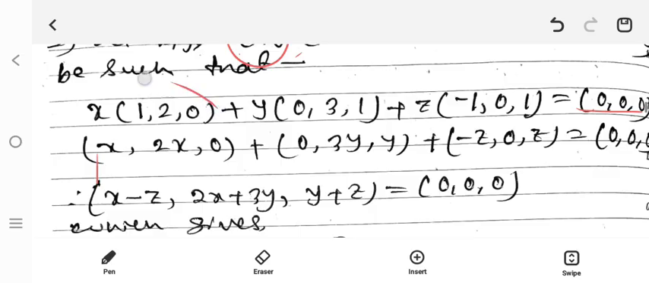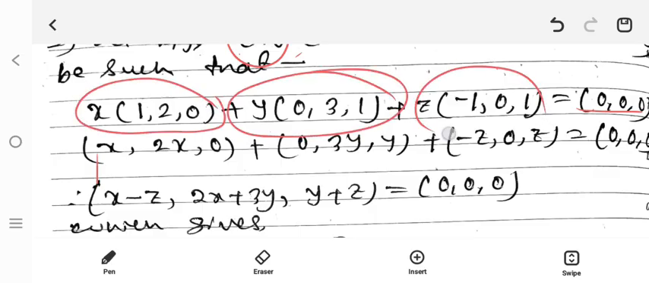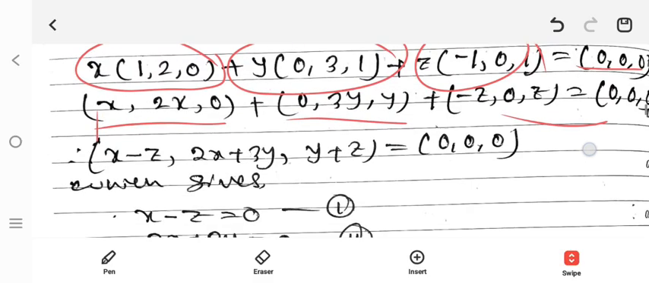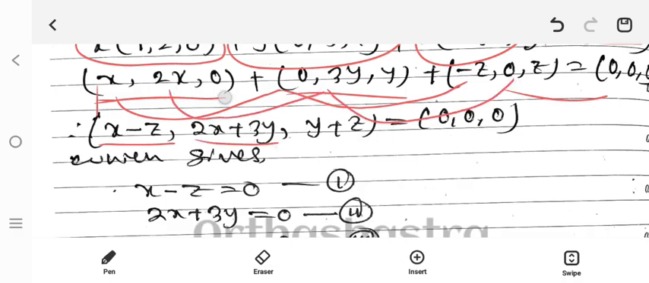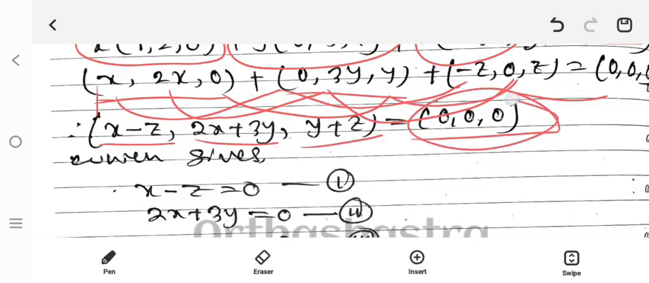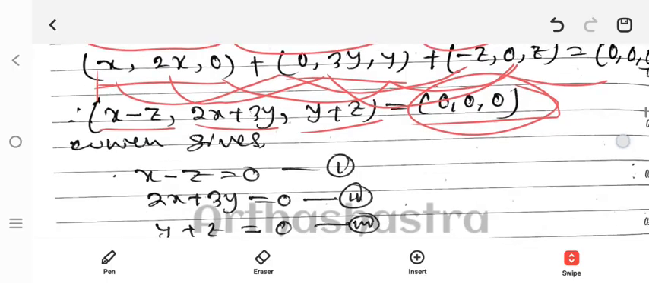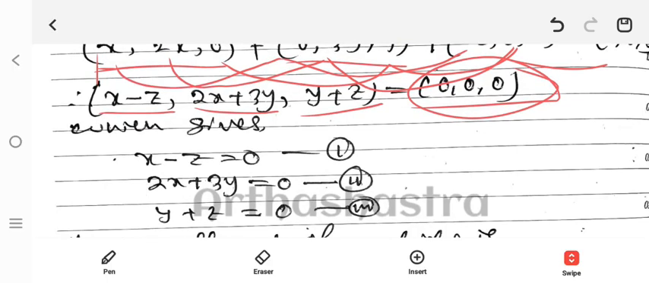Now, the vector multiplication we have already learned in the previous lecture. Just multiply the scalar with the respective vectors. We have this, and we can write x plus 0 plus minus z, so we have x minus z, and 2x plus 3y plus 0 gives us 2x plus 3y, and then 0 plus y plus z gives us y plus z, which is equal to a zero vector.